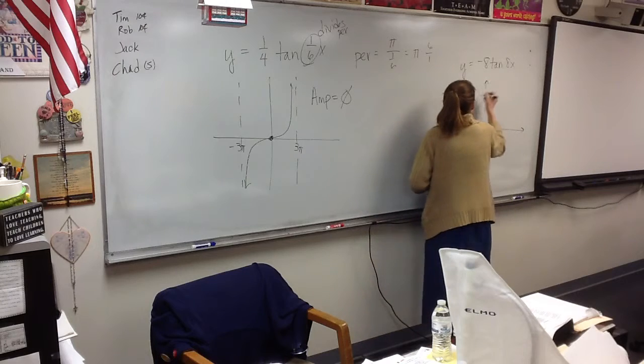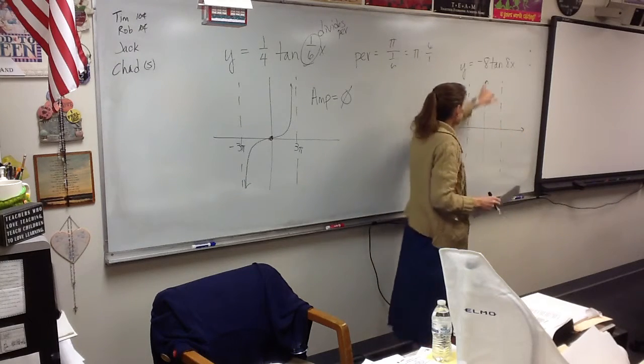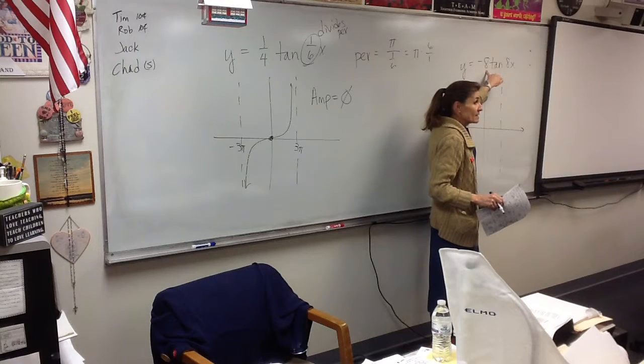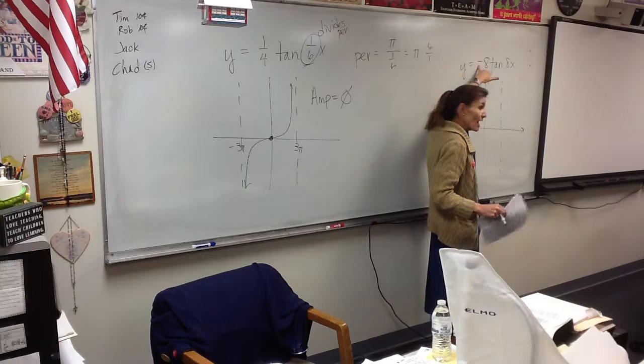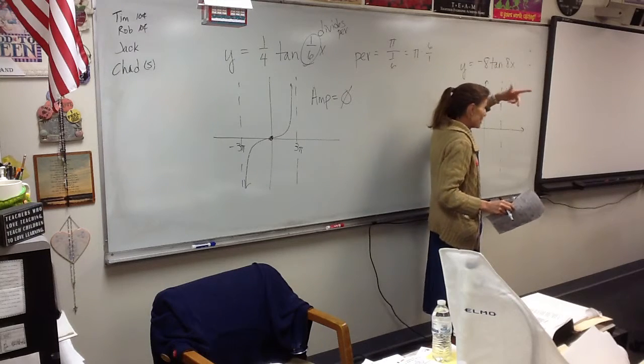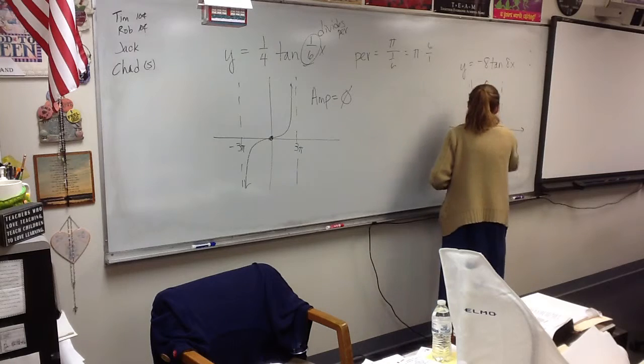Okay, so I'm going to graph my tangent, so here are my asymptotes. Now, I told you you didn't really have to worry about that 8, but you do have to worry about this negative. What does a negative do to any picture? Turn it upside down. So now I'm going to have a picture that looks like this.